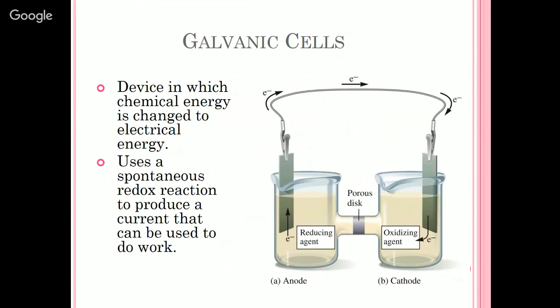Okay, so the difference between a galvanic cell and an electrolytic cell. So galvanic cells have a spontaneous flow of electrons, which means that we're changing chemical energy into electrical energy. This chemical energy is the energy of either how the electrons are being held onto an atom or how much energy is given off when the electrons are released. So this is a spontaneous redox reaction. So we produce a current that can then be used to do work.